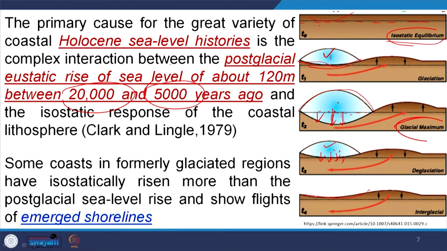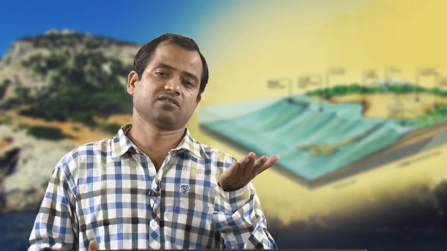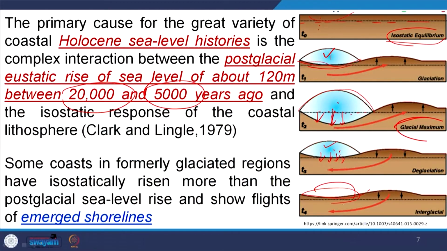Suppose we have a system where marine transgression, or the sea level, is rising, and this land is also rising due to isostatic imbalance or isostatic compensation. Sea level is rising and this is also rising. But suppose the rate of sea level rise is less than this upliftment.